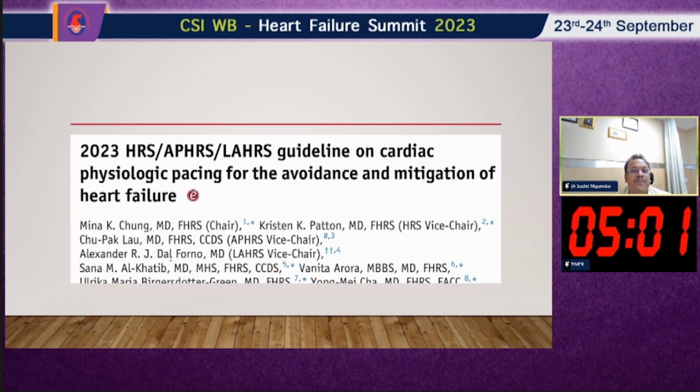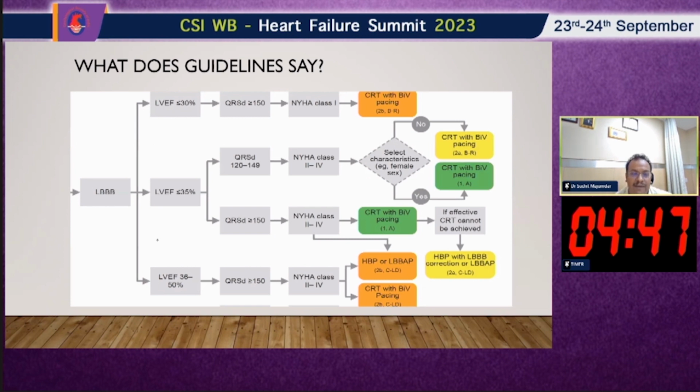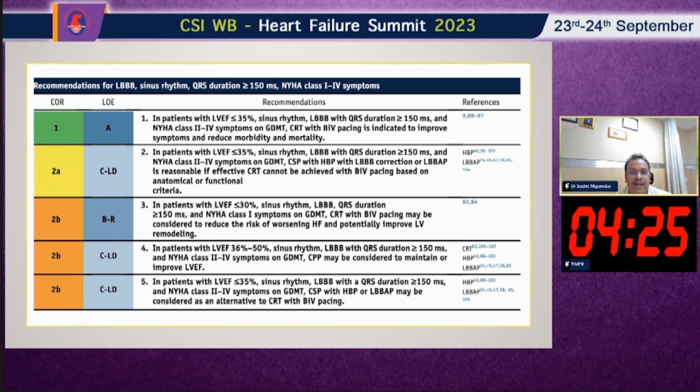Next slide. So coming to the guidelines, this is the recent guideline which has been published this year, May, on cardiac physiologic pacing for avoidance and mitigation of heart failure. Next slide. So in this guideline, in the LBBB pattern, the indication that they have put is that if effective CRT cannot be achieved, in those cases only His bundle pacing with LBBB correction or left bundle area pacing is required as per these guidelines. Next slide. So this is the guideline. I am not going into detail because it's the same thing that I have told. Next slide.